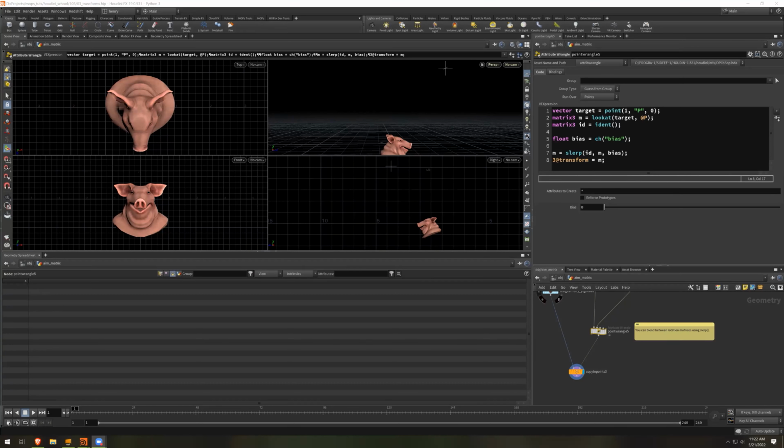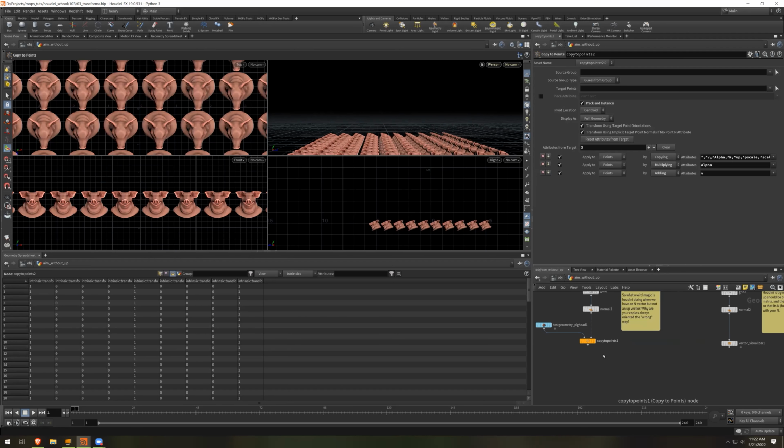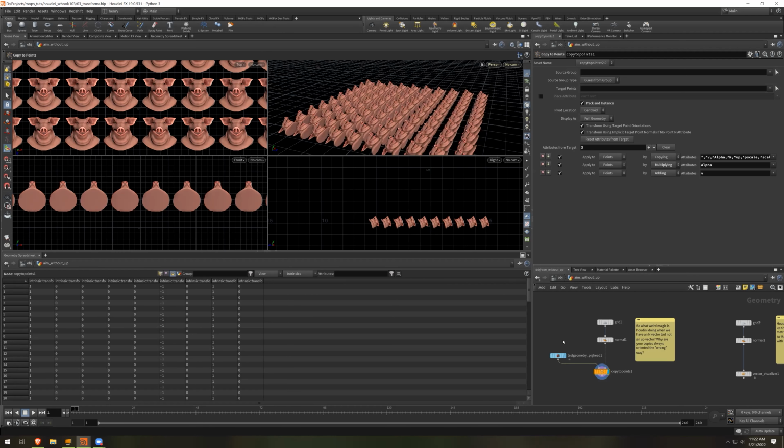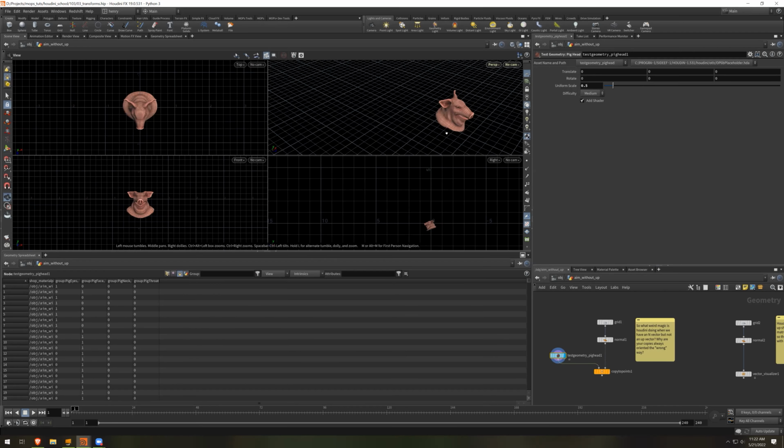So now let's go to this next section, aim without up. What I want to talk about here is related to a very common problem that happens in Houdini when people are trying to orient things but don't understand these fundamental terms that we've been going over. In this first copy to points, all the way on the left, I have this pig head, and the pig head is facing positive Z by convention. Up is up, Z is forward.